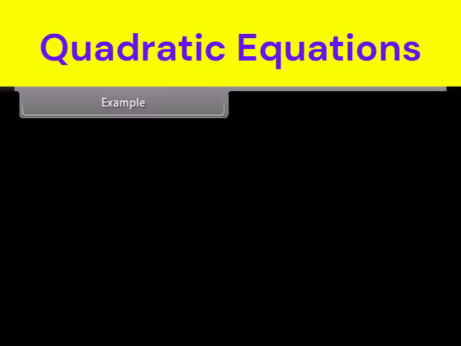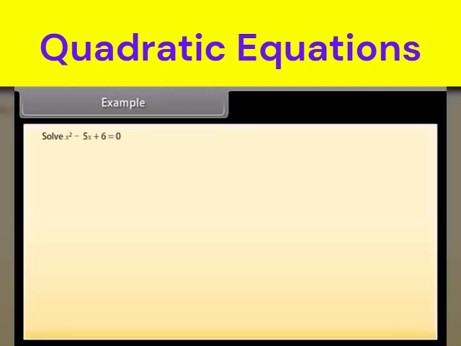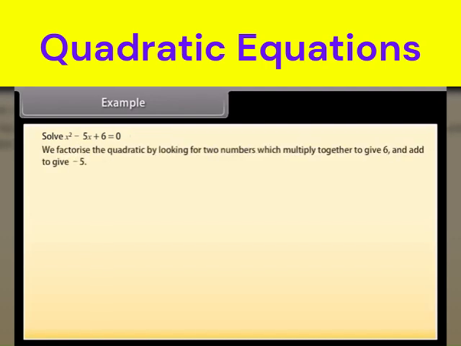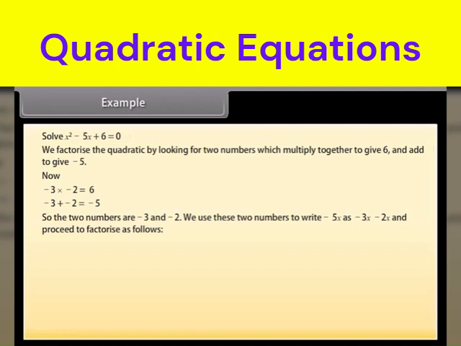Example. Suppose we wish to solve x square minus 5x plus 6 is equal to 0. We factorize the quadratic by looking for two numbers which multiply together to give 6 and add to give -5. Now minus 3 into minus 2 is equal to 6 and minus 3 plus minus 2 is equal to -5. So the two numbers are minus 3 and minus 2.